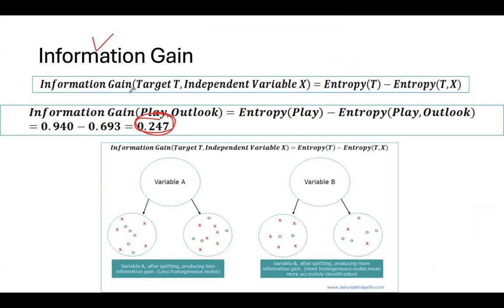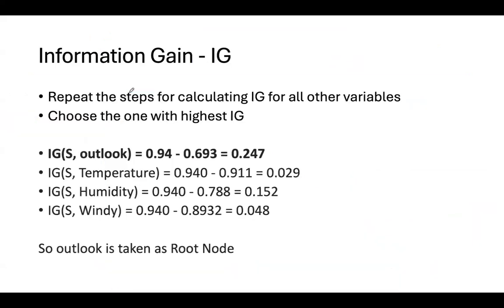And if I repeat this for all the variables, this is what I get. For temperature, the reduction is this. For humidity, the reduction is 0.152. For wind, the reduction is 0.048. For outlook, the reduction is 0.247.